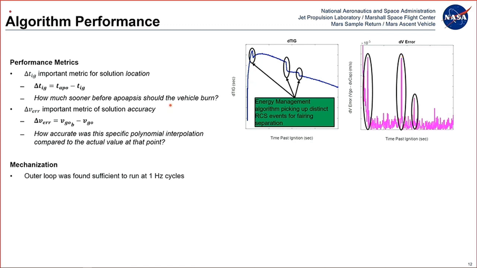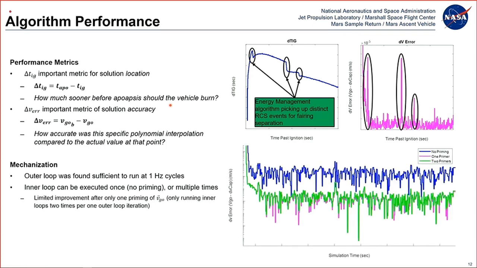Okay, so as I mentioned, we're running this at 1 Hertz cycles. For the inner loop, I mentioned that you can run the inner loop multiple times to converge onto a VGO solution that's a little bit more stable. We are running this twice. What we found is that only running the inner loop twice per outer loop is plenty sufficient to essentially hit this minimum bound.